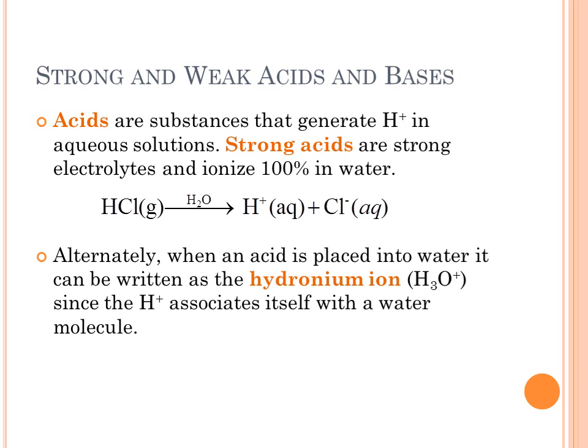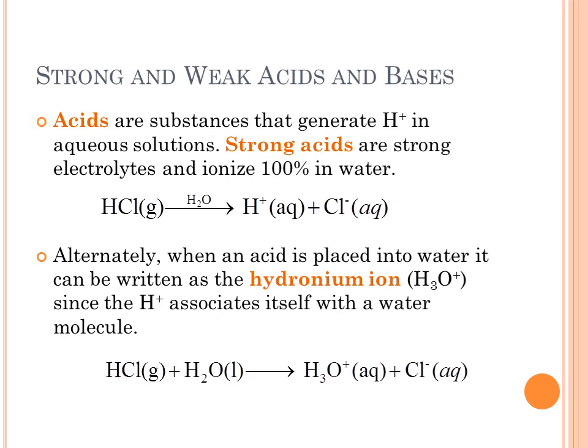Cl minus. However, in aqueous solution, we typically write it as H3O plus, which is called the hydronium ion, because the H plus associates itself with one or more water molecules, and it's particularly in higher level courses that'll be a preferred representation. However, in organic solutions or non-aqueous solutions, H plus is perfectly fine. It exists by itself.